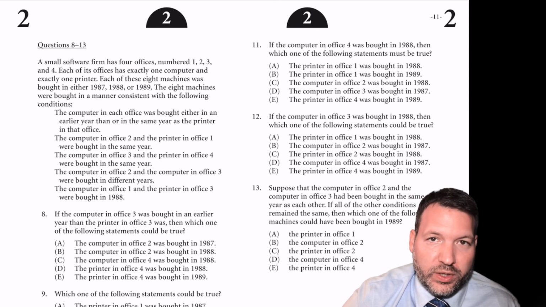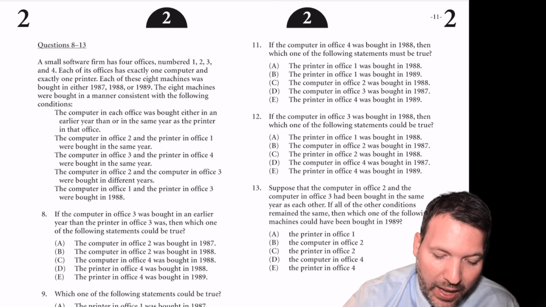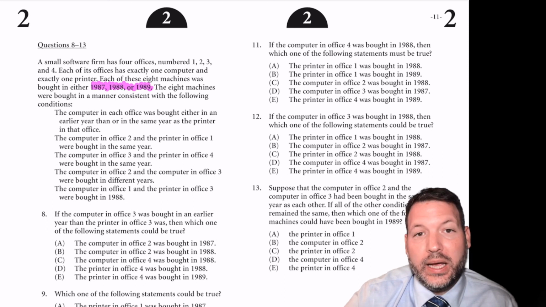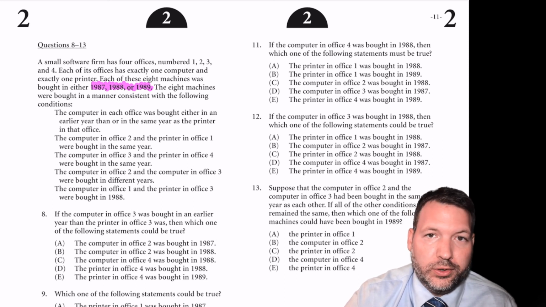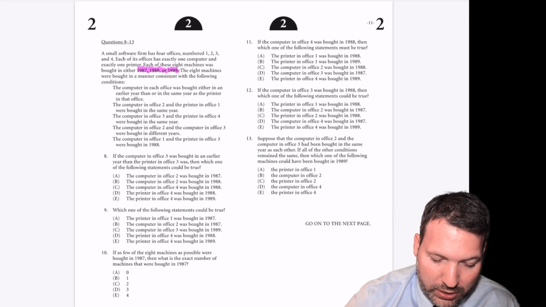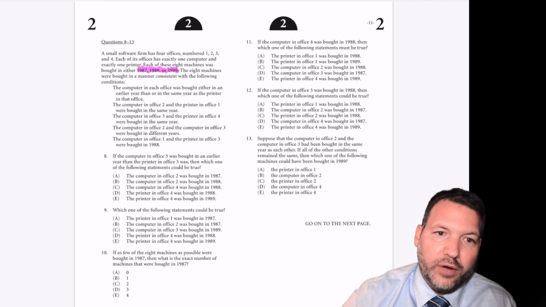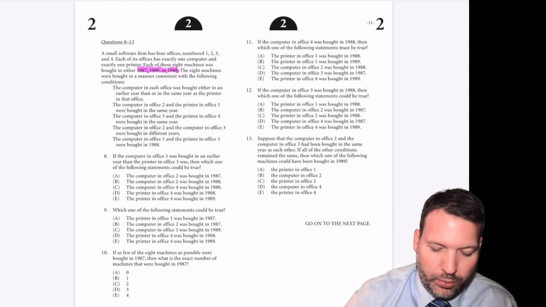So the first game from this section was what we call an order game, where our task is to place elements in order. And being that this particular game mentions 1987, 1988, or 1989, we might be thinking, oh, this is another order game or an arrangements game where I'm arranging these computers and printers into certain years. But I don't think that's the best way to conceive of this one. Because as we look at the clues and the questions, we can see, it's all about the computer in Office 2, the printer in Office 1, the questions themselves. You can see the answer choices, computer in Office 2, printer in Office 4.